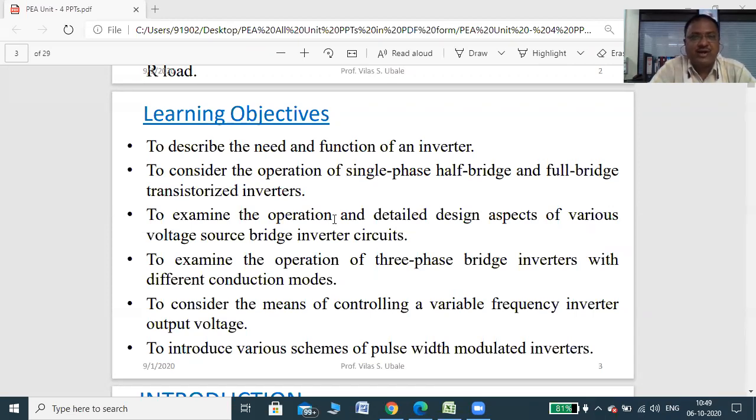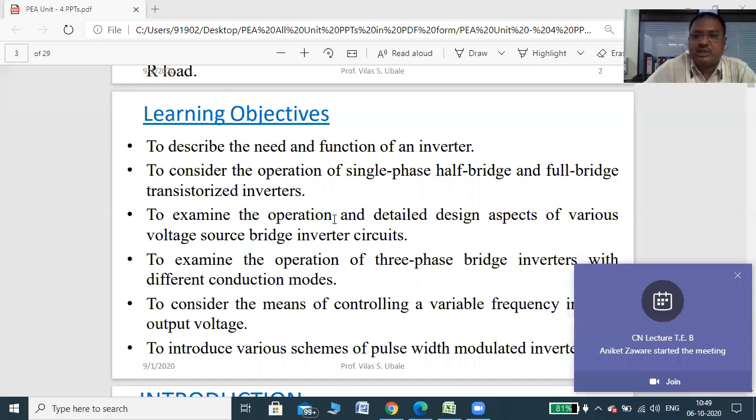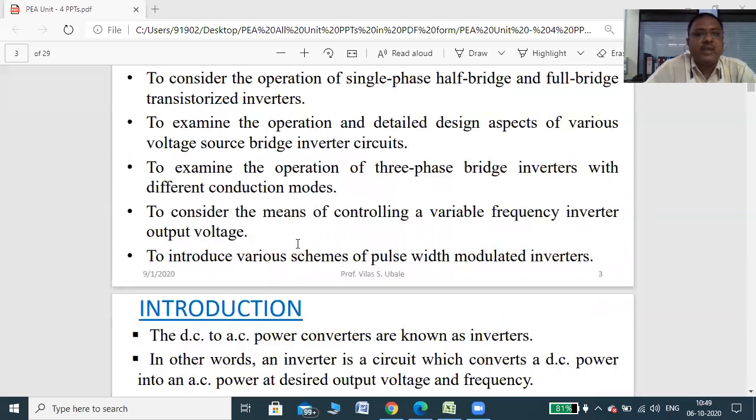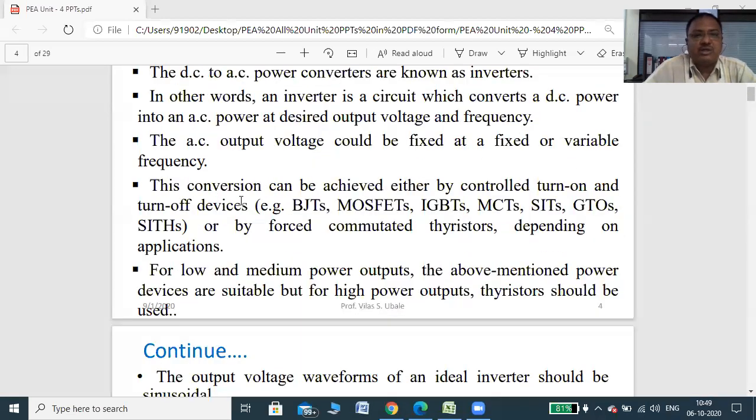Inverters are again classified as single phase inverters, three phase inverters, and so on. For low power or medium power, we can use a single phase supply, maybe single phase inverters. But for high power applications, even if you want to drive an AC motor, or to control the speed of an AC motor, we use three phase inverters. Okay. So that already we have covered in the last lecture. The learning objectives we have covered in the last lecture, right? Your introduction is also covered.